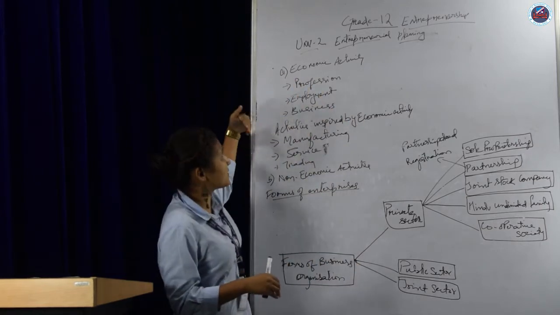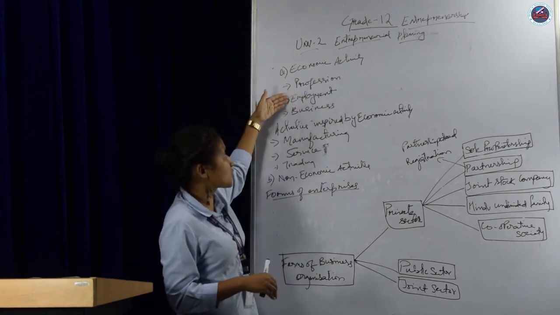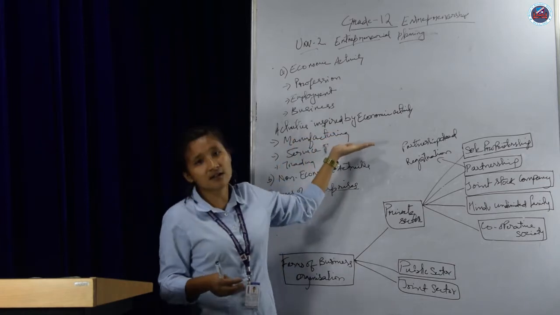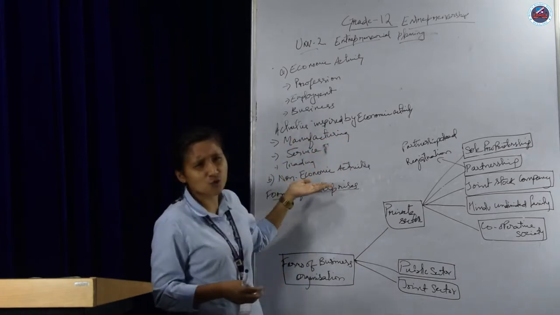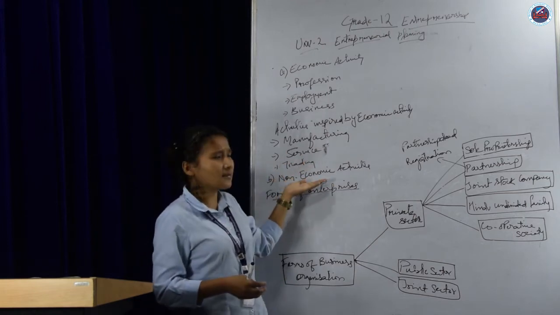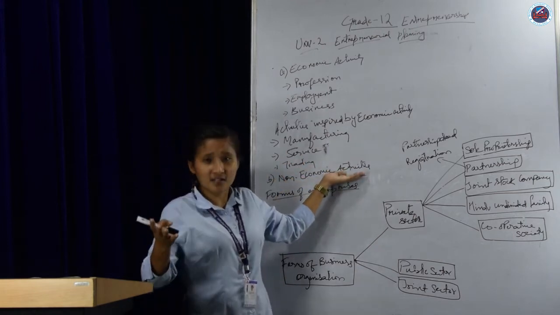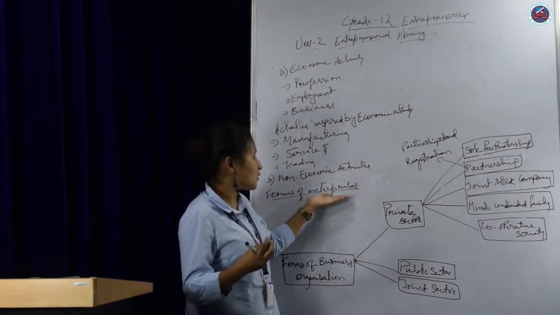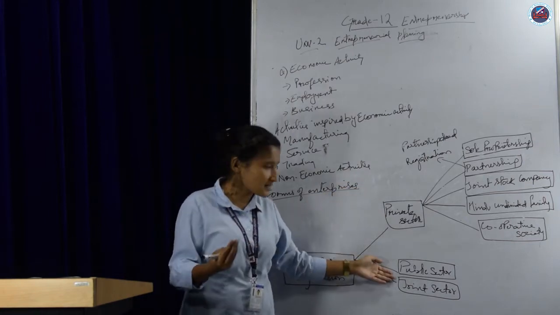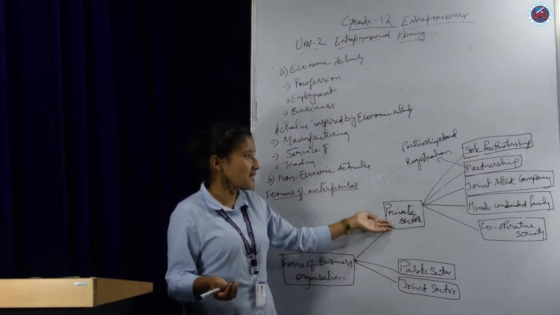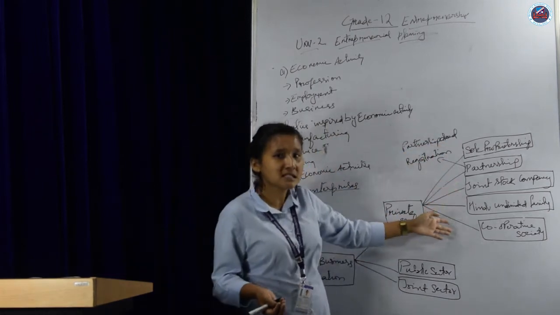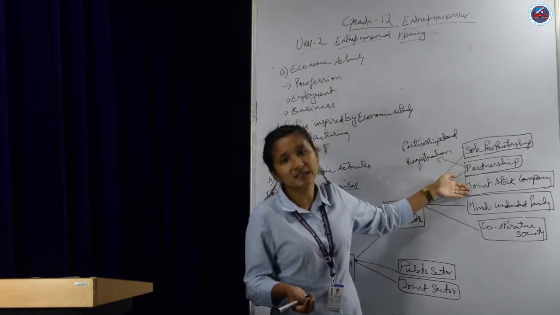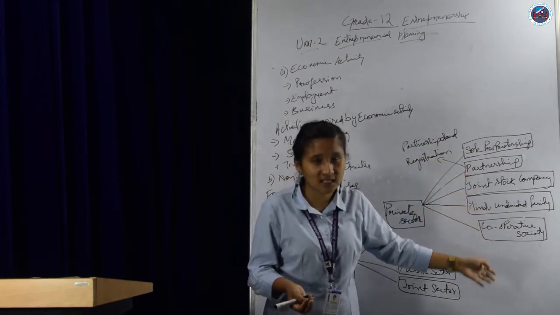So today we have learned the topic on economic activity, the profession, employment, business. We have also discussed the activities inspired by the economic activities, that is manufacturing, service, and trading. Non-economic activities are those activities that are undertaken out of love and sympathy. We have also discussed the forms of enterprises, that is the private sector, the public sector, and the joint sector. Under private sector, there are the different forms of business organization, starting from sole proprietorship, then partnership, joint stock company, Hindu undivided family, and the cooperative society.